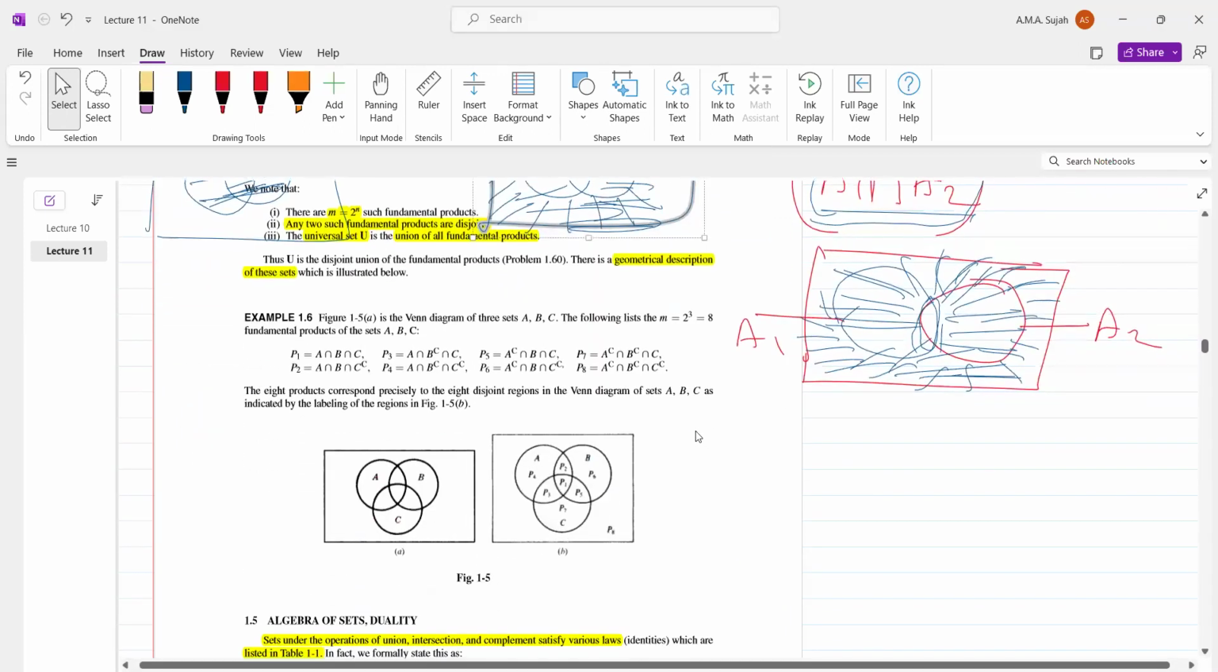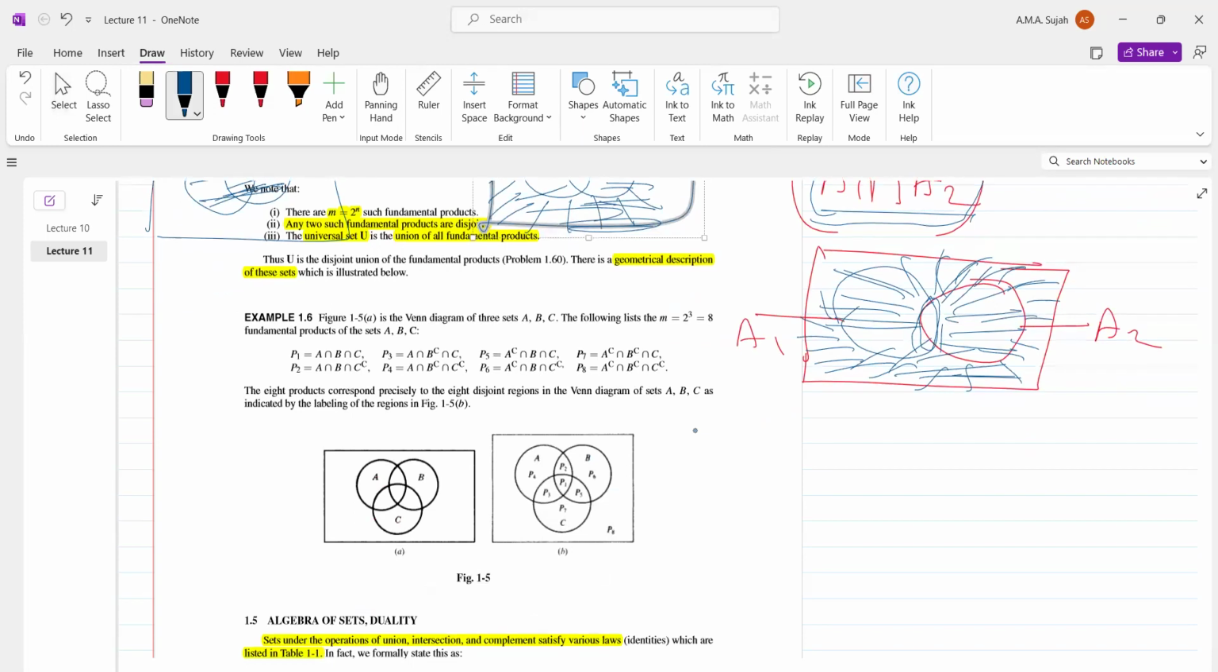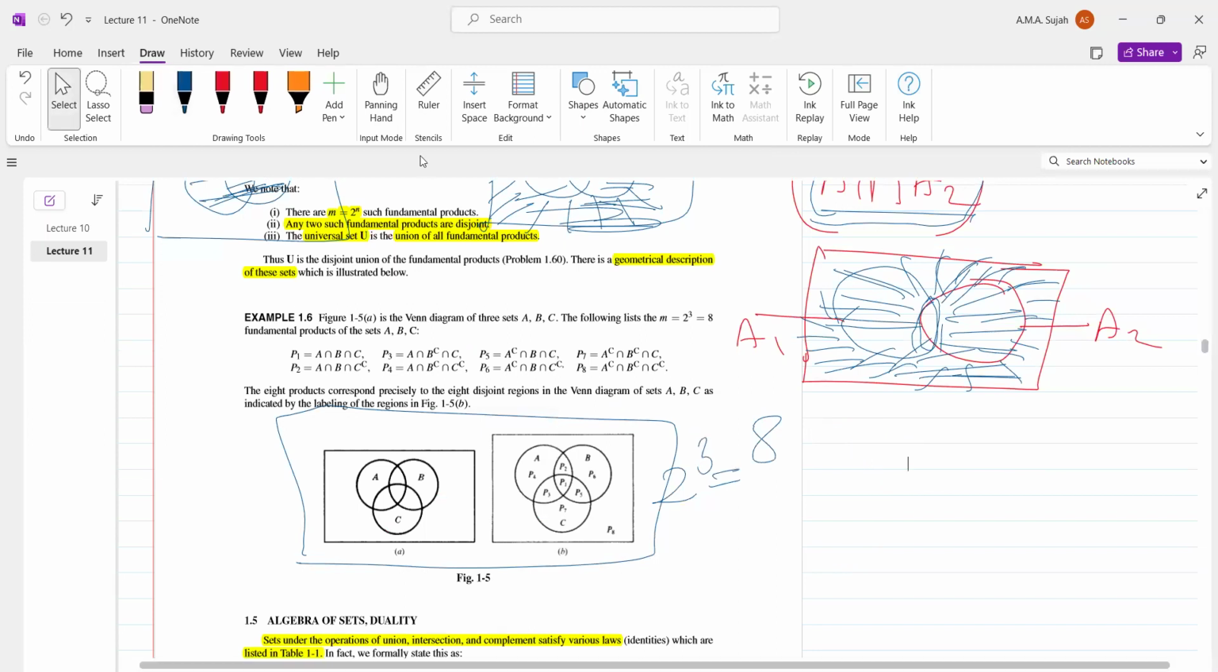Okay, in this example they are explaining that if you have three different sets, you have altogether 8 elements, right? 2 to the power 3 is equal to 8 elements as a product. As a fundamental product, we have 8 elements, right? Yeah, it's correct, A1 union A2, the whole thing's complement. It's correct, right?